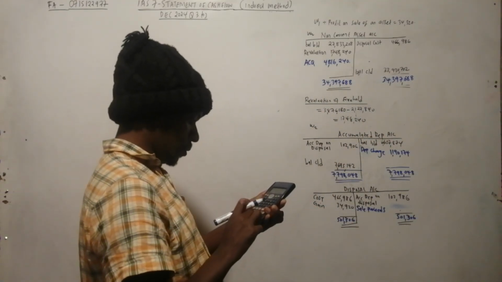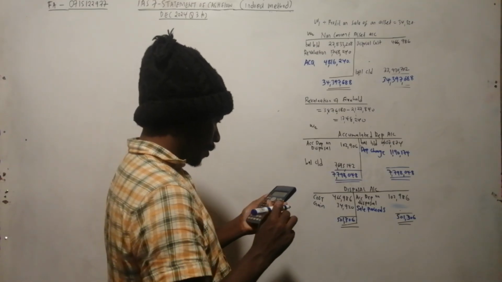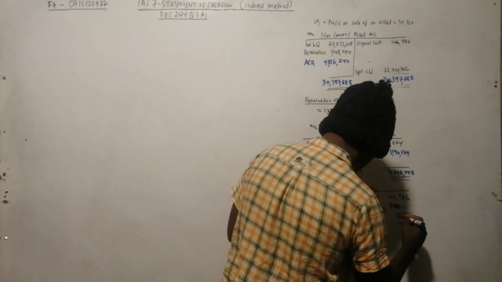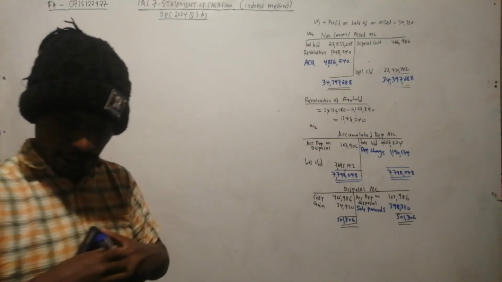Then we minus 102,986, which gives 398,320. So 398,320. So we have finished with that. Now I think we have finished, we are left with only one account.